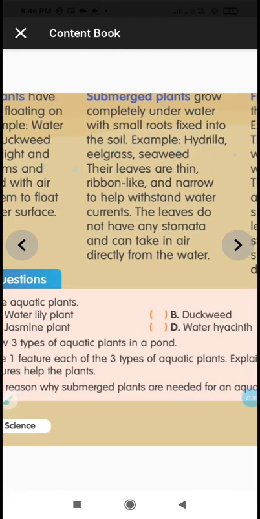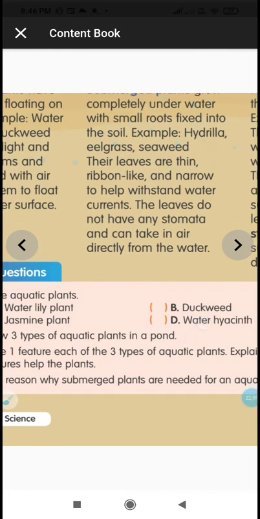And the next one, draw 3 types of aquatic plants in a pond. This you can write in your classwork. You cannot draw here. Space is very less. Write one feature each of the 3 types of aquatic plants. Explain how these features help the plants. Any one adaptation from the 3 types of aquatic plants which I explained to you just now. Write this answer in your classwork, children.